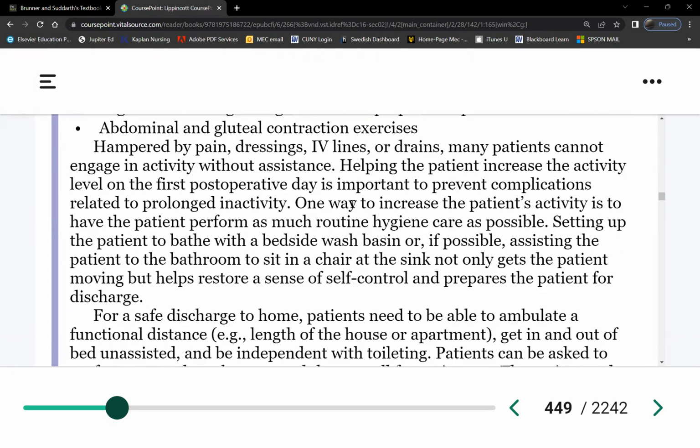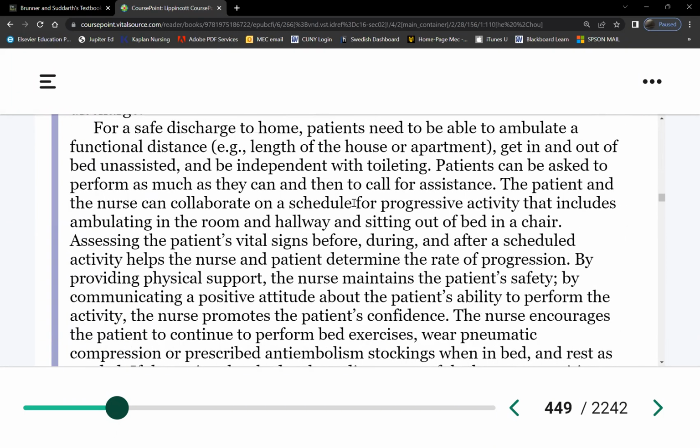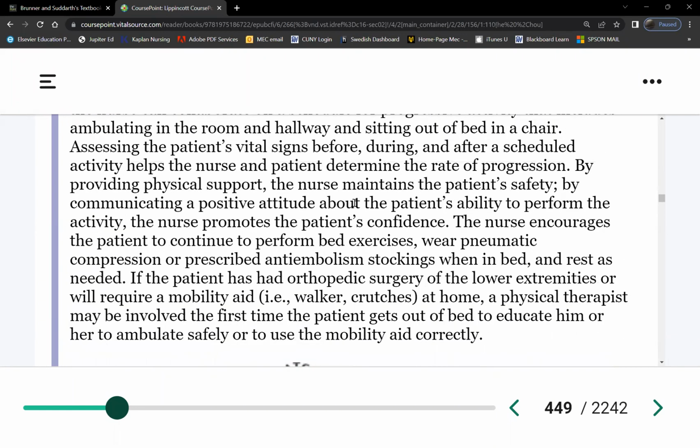Okay, so exercises in lieu of ambulation as applicable. Toileting depends on the activity level. I mean, you know how to place a patient on a bedpan, right? Or onto a commode. Okay.